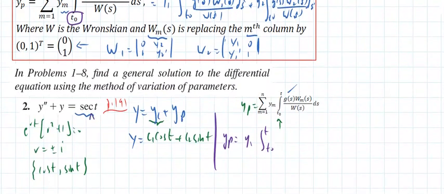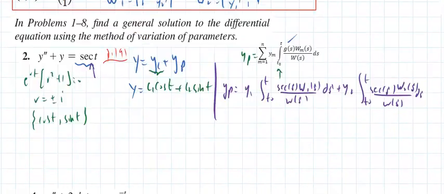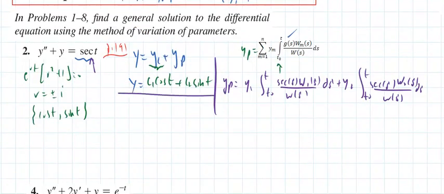G of s, in this case, is secant of s, W sub 1, I'll get to that in a minute, divided by the Wronskian ds, plus let i equal 2, so you get y sub 2, the integral from t naught to t, secant of s, the Wronskian sub 2 divided by the Wronskian ds. And that's pretty much how it works. Well, let's work out a few of those. Meaning, first of all, what's the Wronskian?